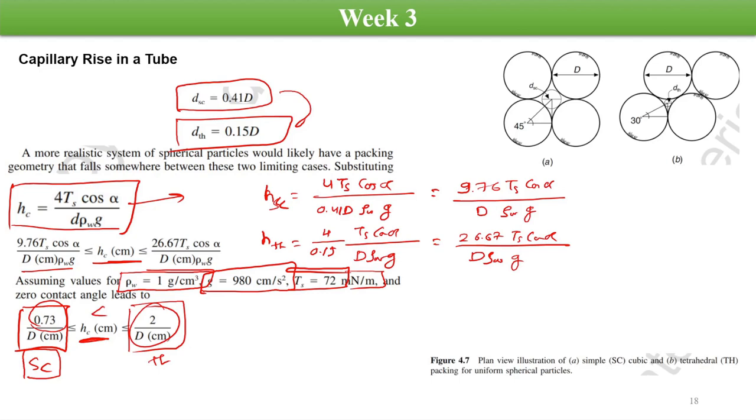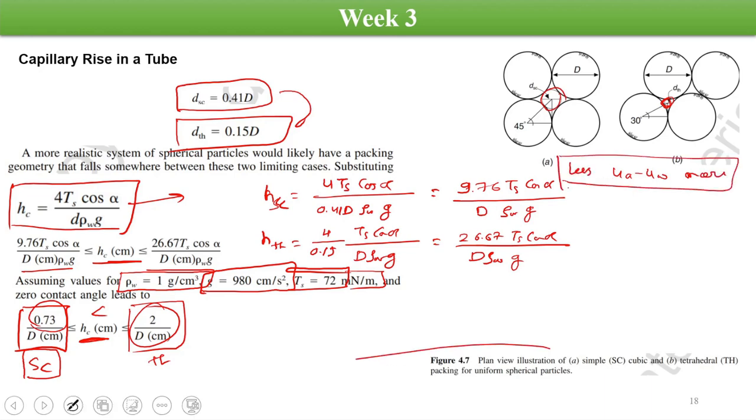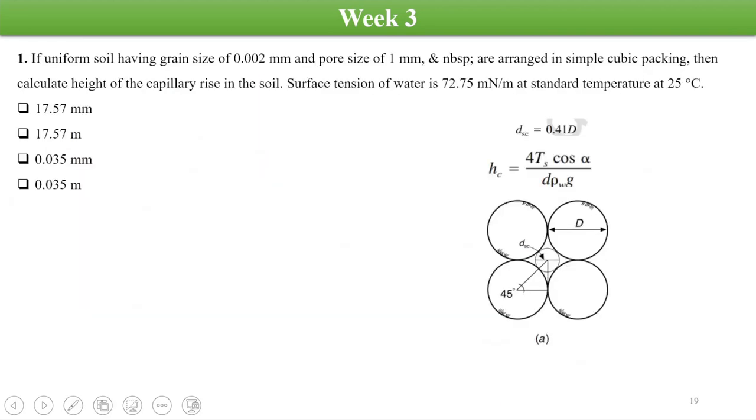Okay, that's also logical because in the tetrahedral, we have the small diameter of the capillary tube, and here we have larger diameter. In the smaller diameter, the ua minus uw, or the suction value, is more, and in greater diameter, it's less. Okay, so with this, we can solve the problem provided in the assignment.